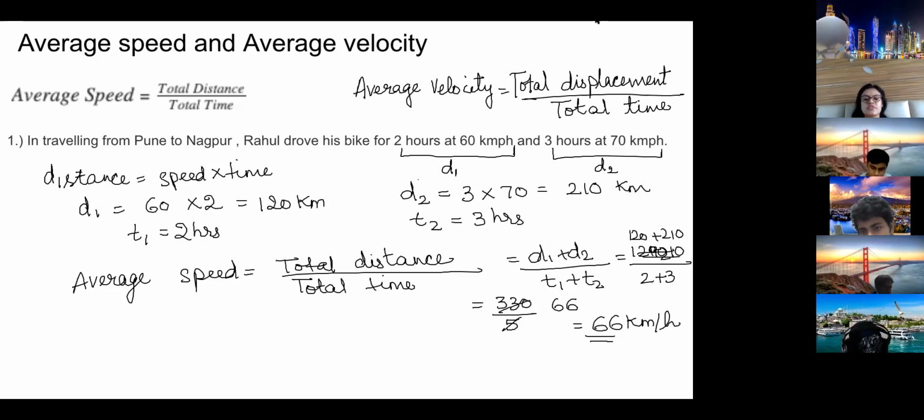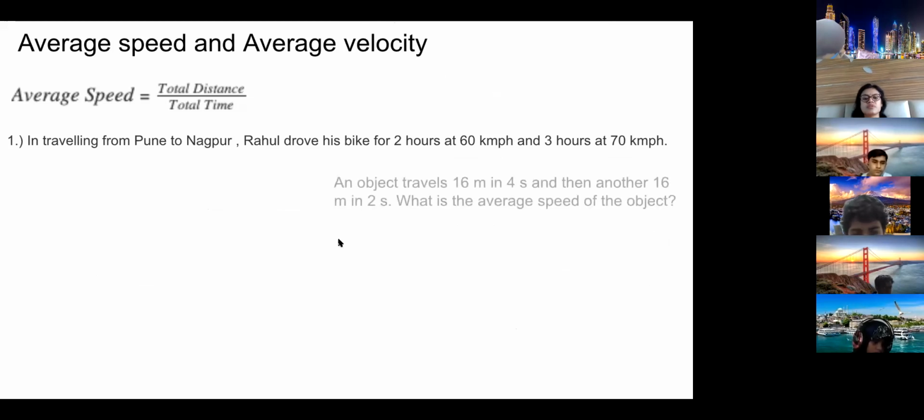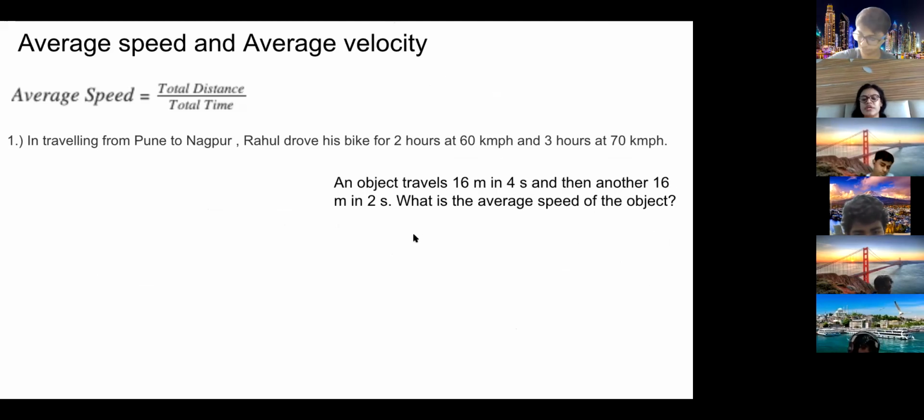Done. So I'm erasing it. Done, everyone? Yes. Okay, now do this. An object travels 16 meter in 4 seconds and then another 16 meter in 2 seconds. Now everyone do this question. On the same pattern you have to do. Find out D1 and D2, and T1 and T2 is already there. Then give me the answer.